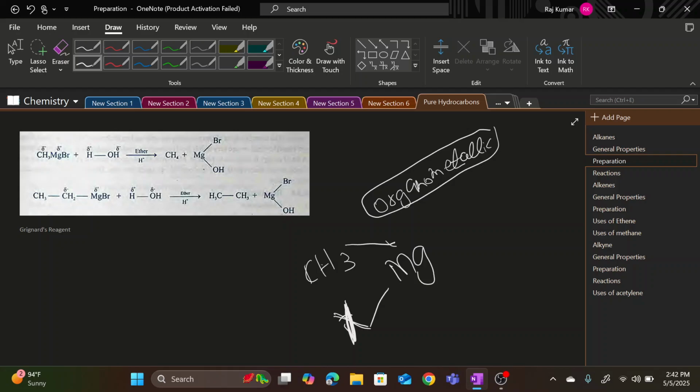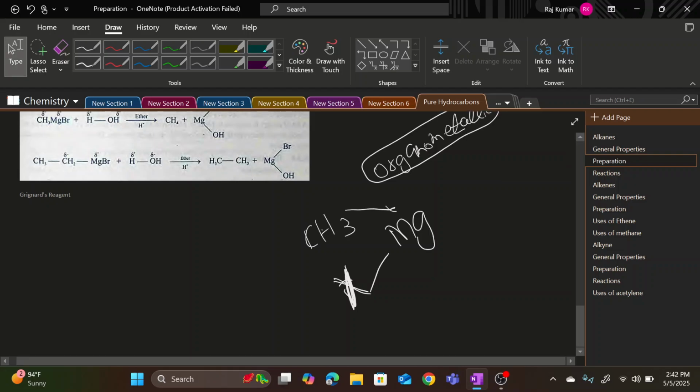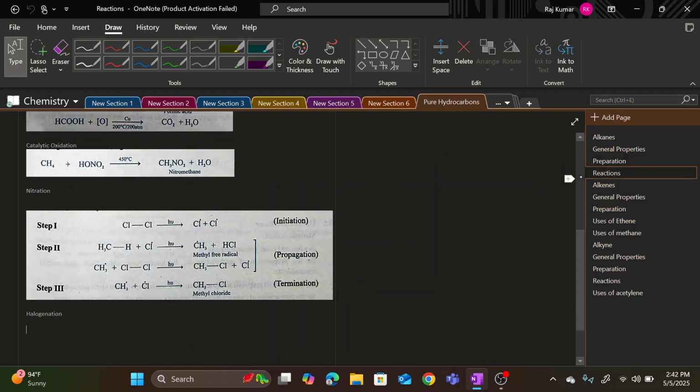And alongside that, there's an important point to be considered: organometallic compounds such as the Grignard's reagent are extremely reactive, due to which we always use dry anhydrous ether as a solvent, so that there should not be any sort of chemical reaction, any sort of explosion essentially.